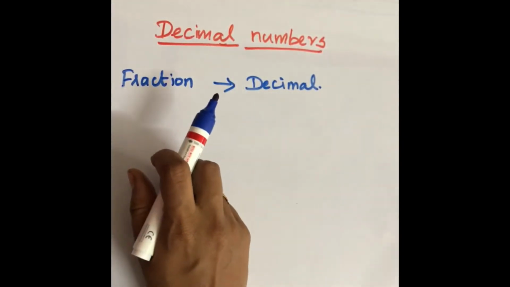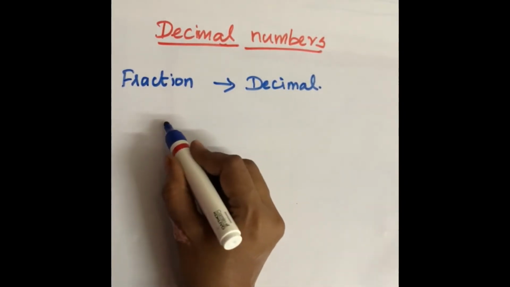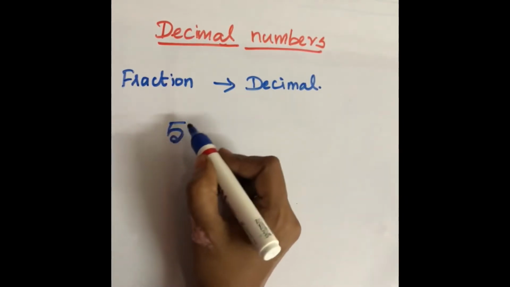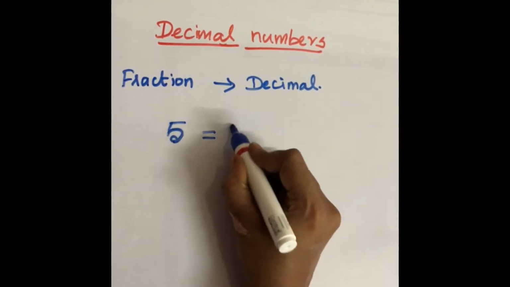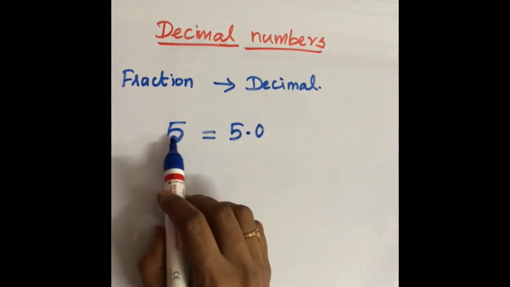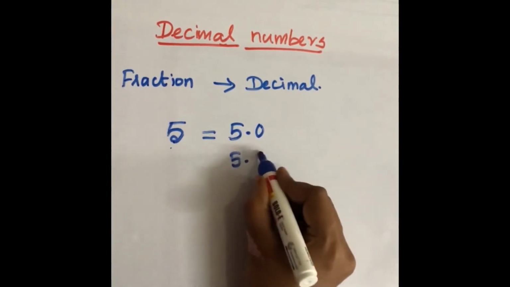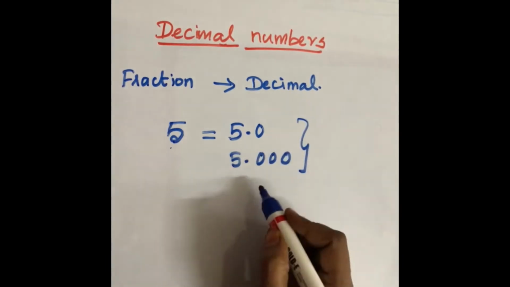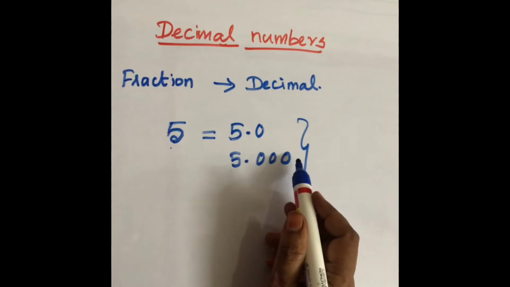The natural numbers and whole numbers are all interrelated. For example, the number 5 is a natural number, and I can write this as a decimal number. It is equal to 5.0. So I can write the natural number as a decimal number, 5.0. If I write 5.000, then both are the same only. You can add any number of zeros at the end of the decimal part.